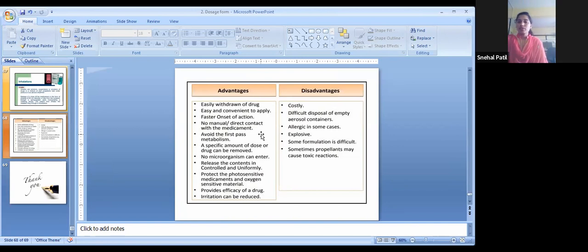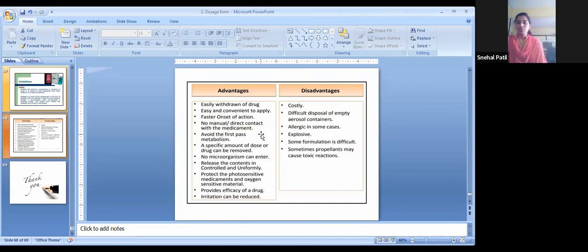So the next is to protect the photosensitive medicaments and the oxygen sensitive material. It is packed in the container and when it is released, then it is administered. And this drug is released in the mouth or the respiratory tract. So it is protected from the sunlight or the oxygen which is present in the environment. So the drugs which are sensitive to the light or the oxygen, this dosage form protects that drug.